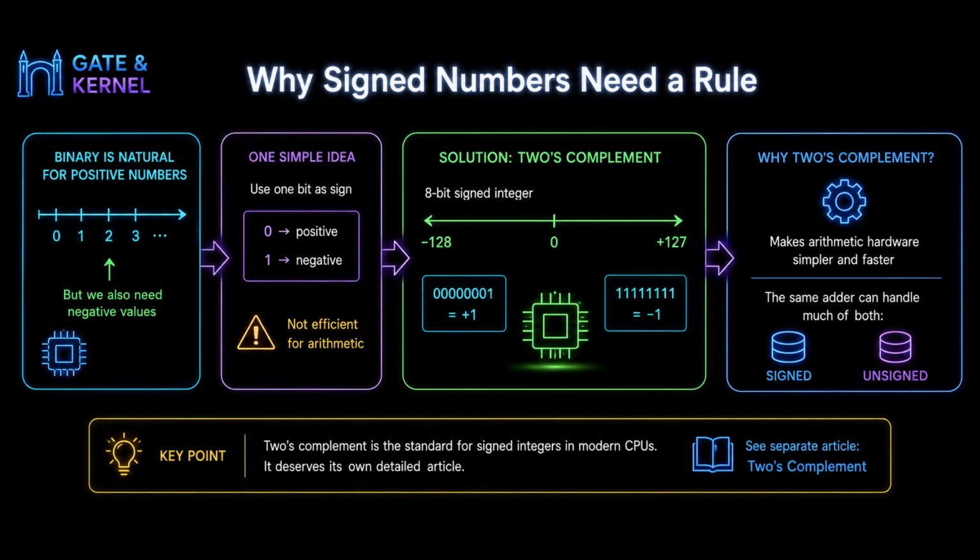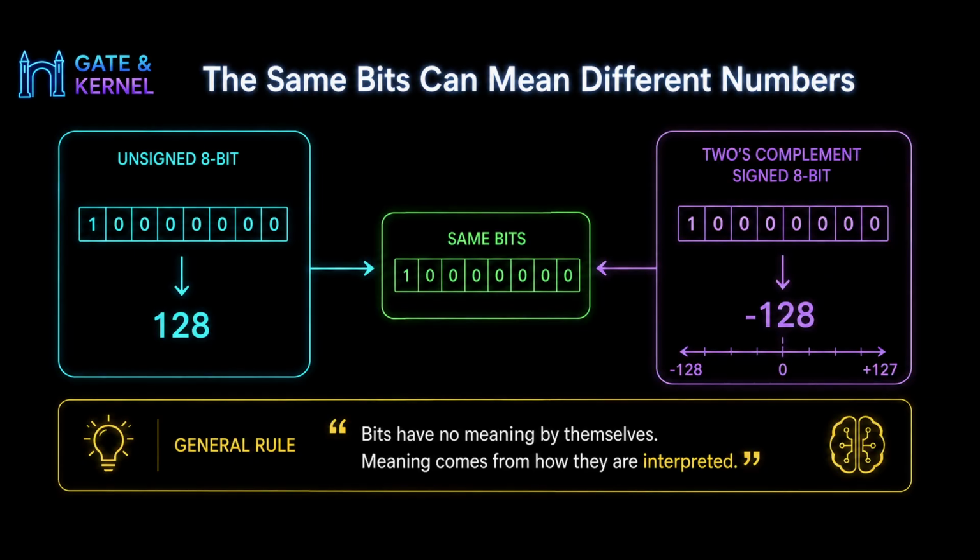Chapter 15. The same bits can mean different numbers. Consider 10000000. As an unsigned 8-bit number, it represents 128. As an 8-bit 2's complement signed number, it represents negative 128. The bit pattern is exactly the same. Only the interpretation is different. This gives us a general rule: bits have no meaning by themselves. Meaning comes from how they are interpreted.